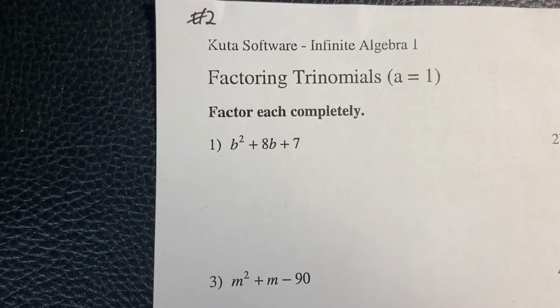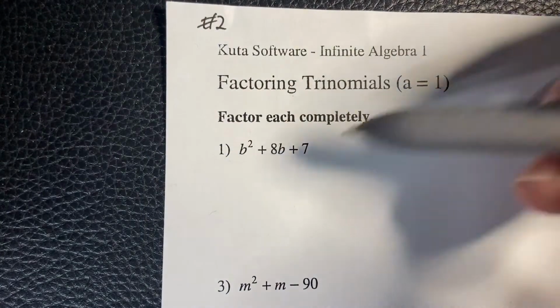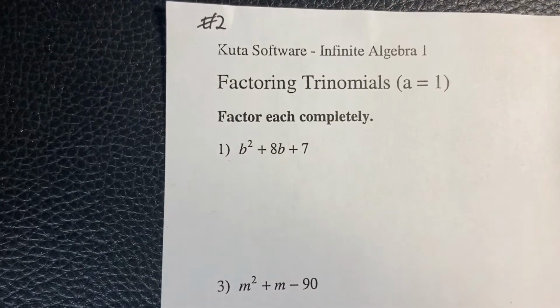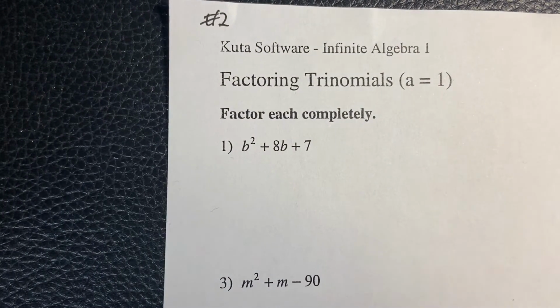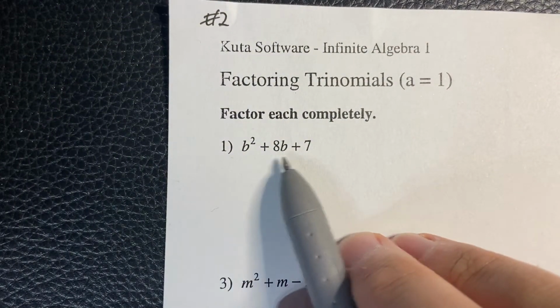All right, factoring trinomials example, here we go. We got this first one. I'm going to do one easy example, a medium example, and a hard example. So here we go. First things first, I'm looking at what adds to get 8 and multiplies to get 7.